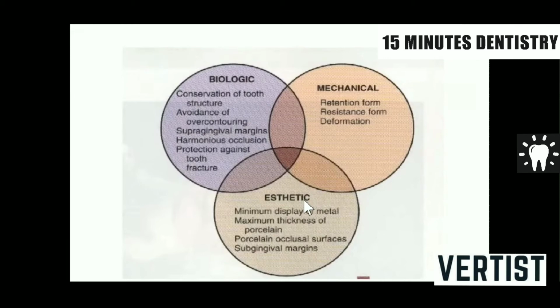So as you know, the biological factors are those which will be affecting the health of the tissues. When we talk about mechanical, it is more related to the integrity of the prosthesis, as well as aesthetic deals more with the appearance of the patient. So only when these 3 factors are met can we achieve an optimal preparation.